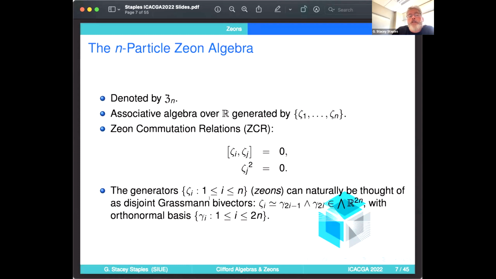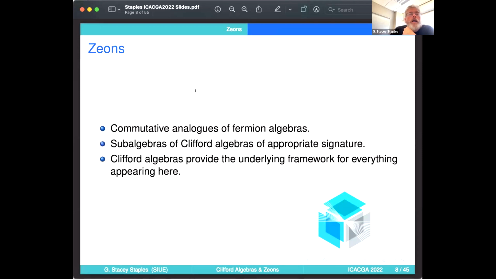And I can think of them as just disjoint Grassmann bivectors. So just pair off Grassmann generators. I just need twice as many of them to form the Zeon algebra. But this will be an algebra of dimension 2 to the n, just like the Clifford algebras Cl(n,0) would be. But the power is I can do a lot of stuff with combinatorial problems. And the real power, I'll show you a little bit later in my talk.